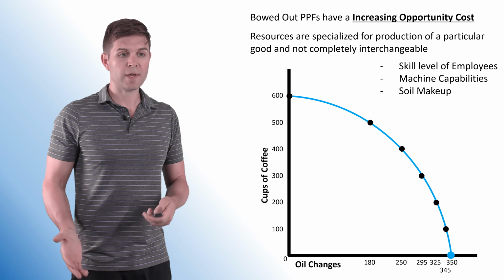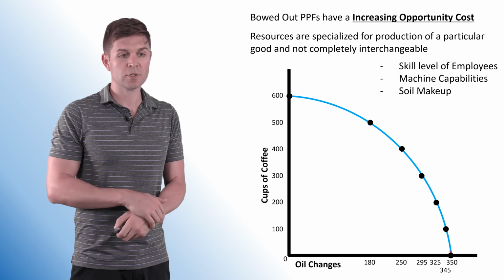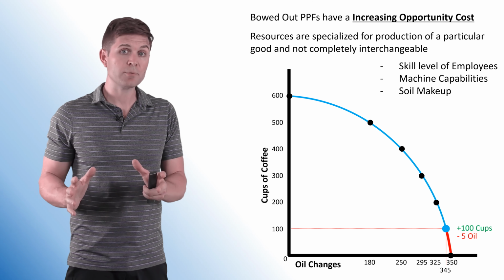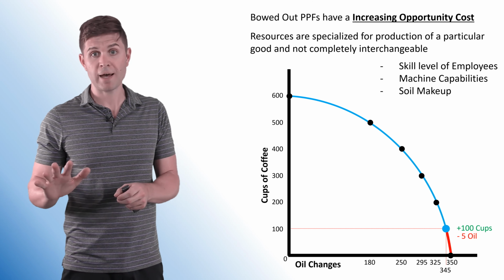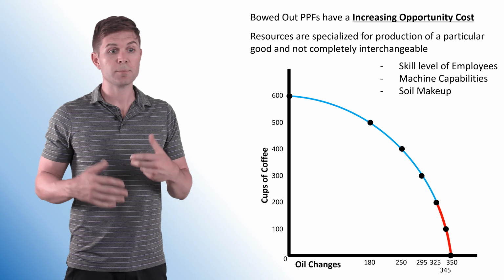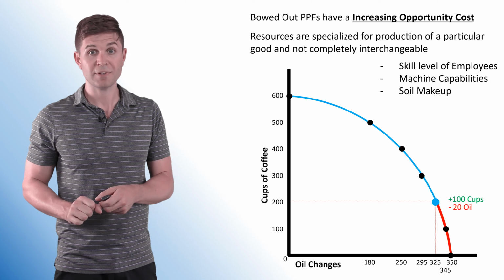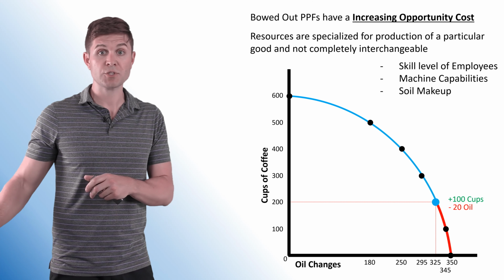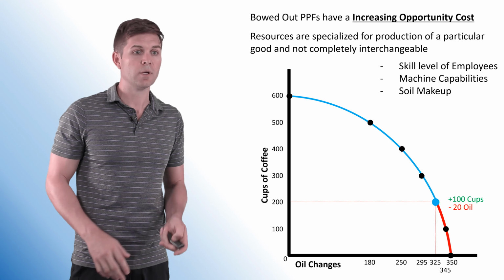So what they do here is they want to shift production. They want to produce 100 additional cups of coffee. That first 100 cups that they produce only costs them 5 oil changes, because it's a skilled barista that wasn't very good at changing oil. He comes up and he starts making coffee. The next guy, to produce 100 cups of coffee, it costs 20 oil changes. He's a little bit better at changing oil, but still better at making coffee.